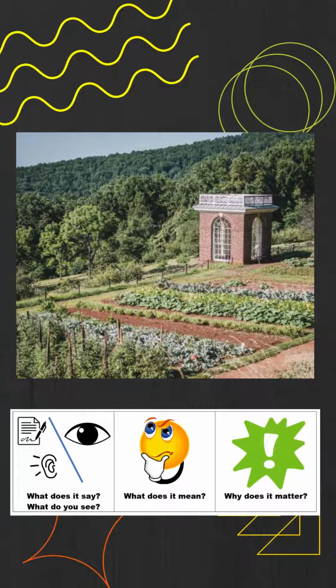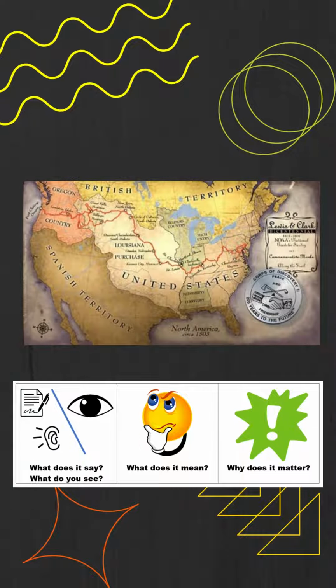And then why does it matter? Why does it matter to us today? Well, it matters because so many of the fruits and vegetables we have now are because they were things that were brought back to Thomas Jefferson from the Lewis and Clark expedition that he then planted and grew in the garden. We could do the same exact thing using a map.